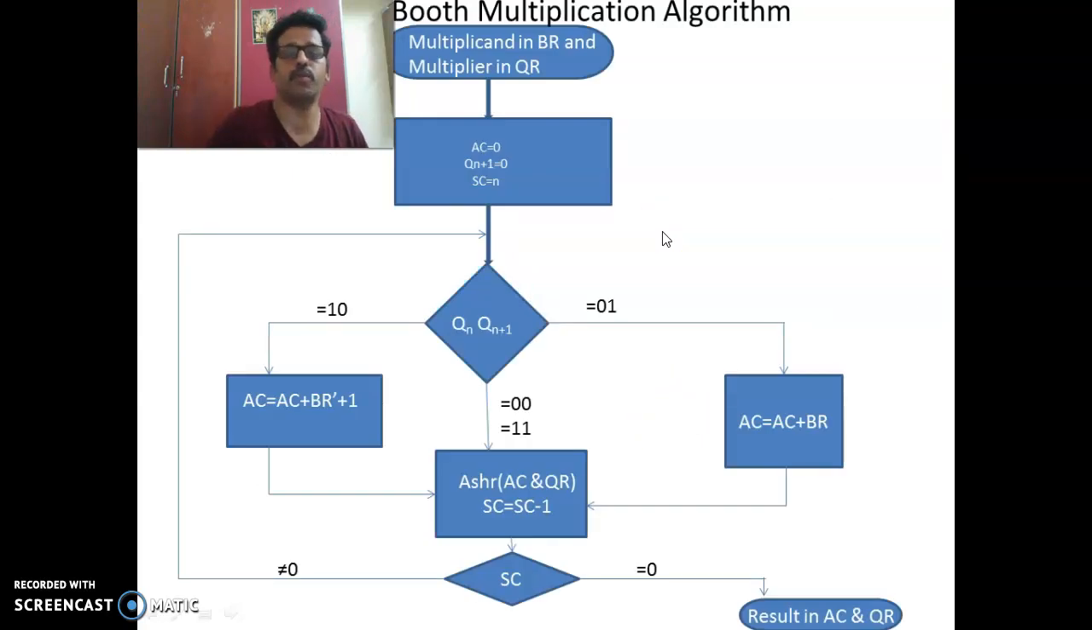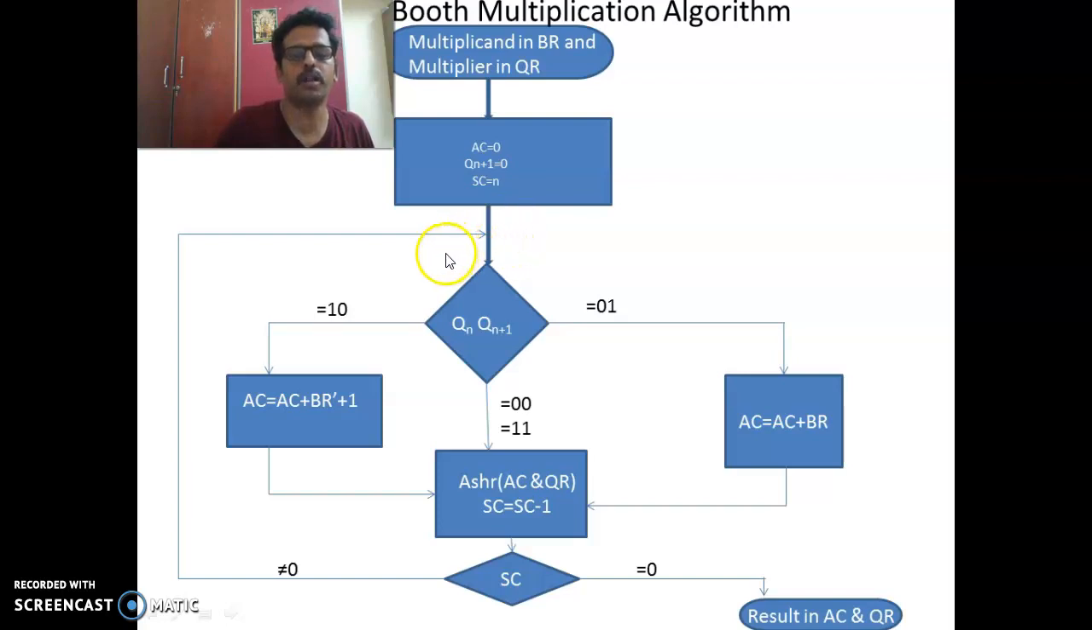Now we are going to discuss the algorithmic flow of a Booth multiplication algorithm. The multiplicand is placed in a register called BR, and the multiplier is in QR. These are all the initial setup for the algorithm before the actual process begins. AC is initialized with 0, Qn+1 is 0, and SC is equal to n. N is nothing but the number of bits stored in the multiplier.